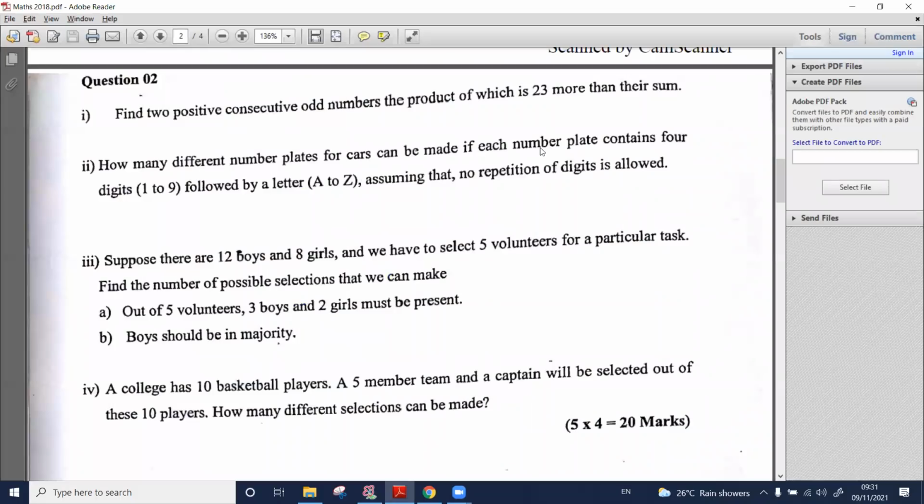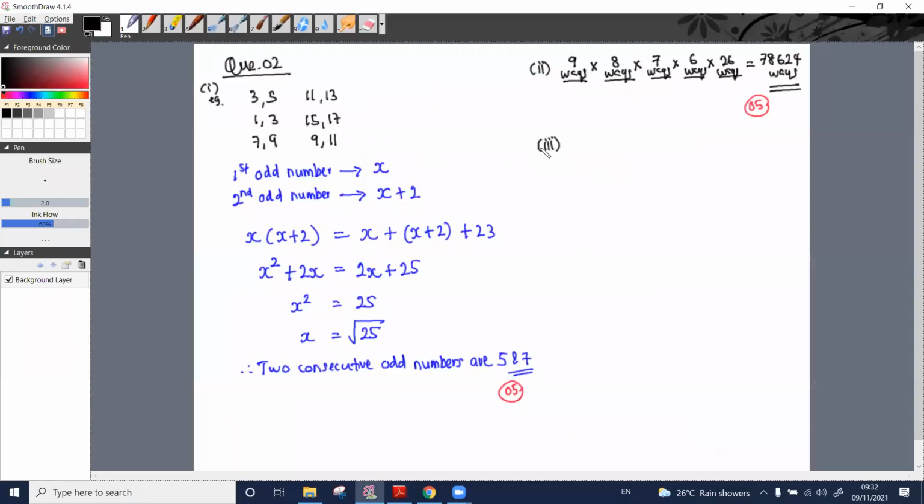Part 3. Suppose there are 12 boys and 8 girls. I think we have done this, right? Suppose there are 12 boys and 8 girls, and we have to select 5 volunteers for a particular task. Think of a class with 12 boys and 8 girls. From this class of 20, we need to select 5 volunteers. Find the number of possible selections that we can make. Out of 5 volunteers, 3 boys and 2 girls must be present. Part A.